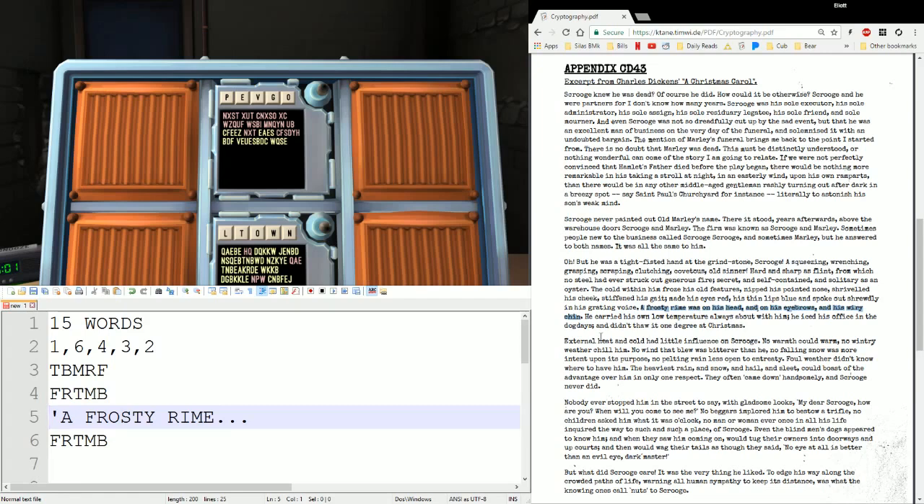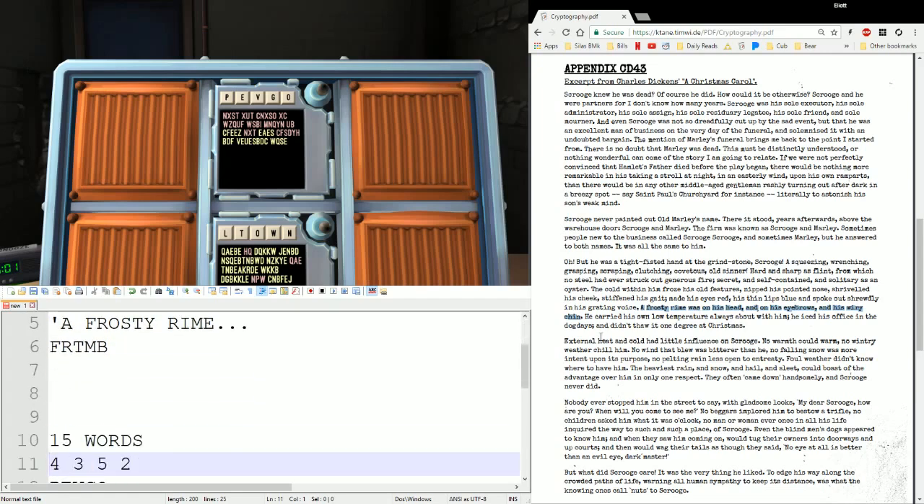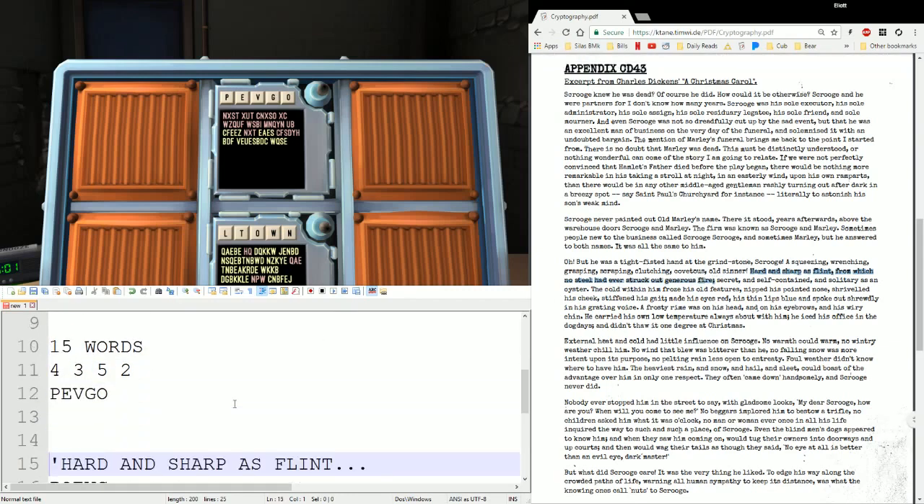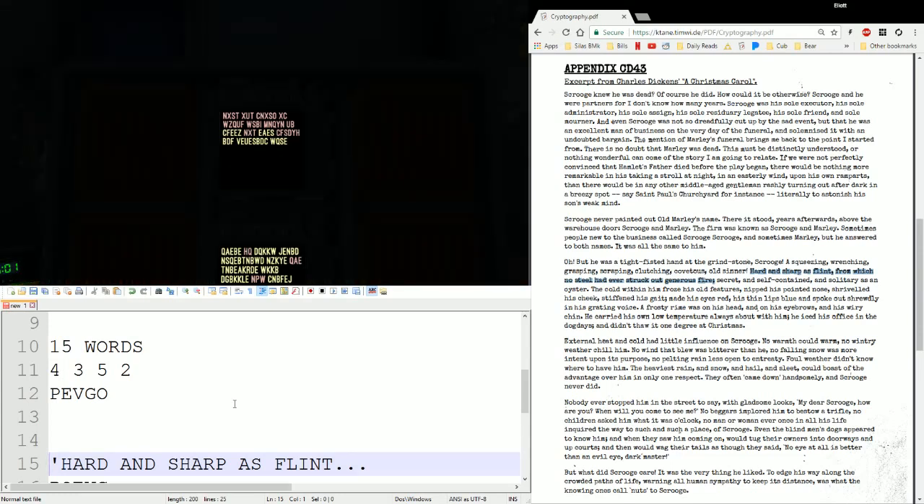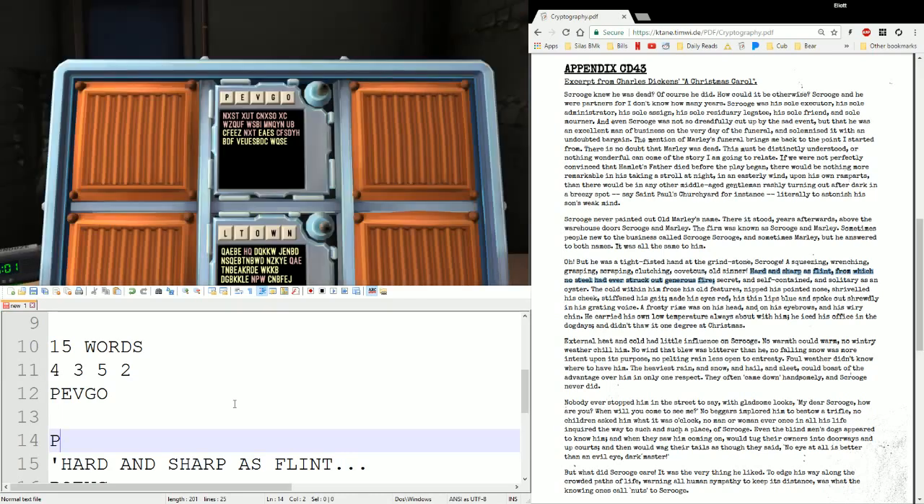Let's look at the second one. 15 words, 4352, P-E-V-G-O. This one we also actually had. This one's right up here. Hard and sharp as flint, and so on. So if we look at that, hard and sharp is your first one. Sharp. As flint. F-R-O. O is next.